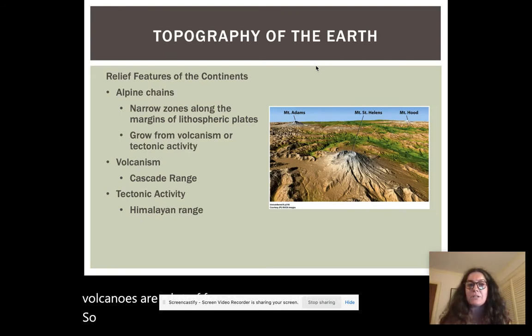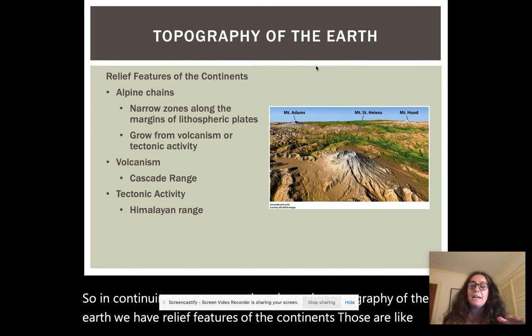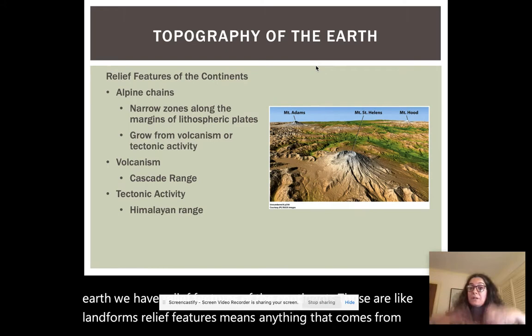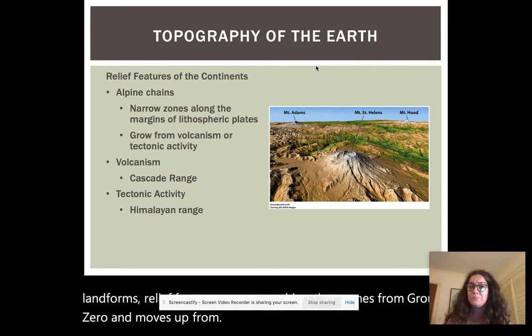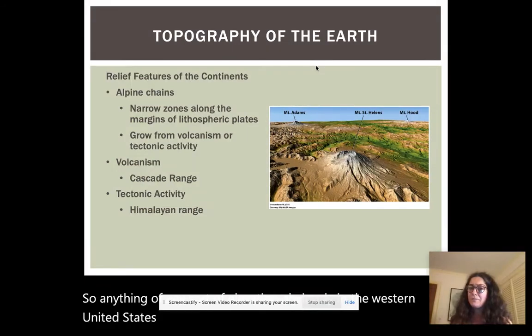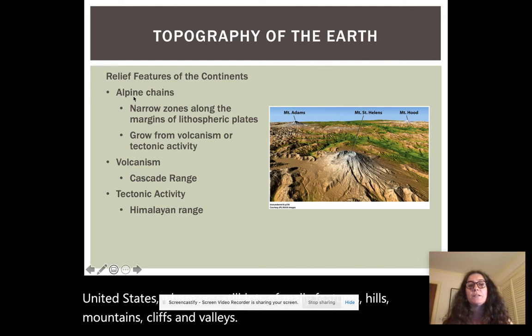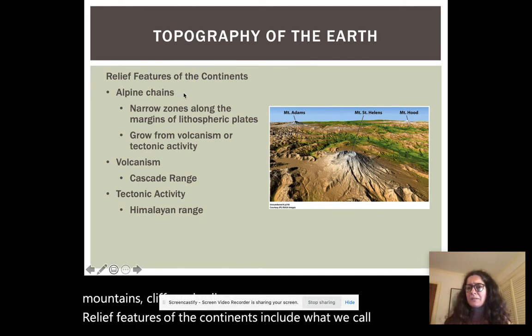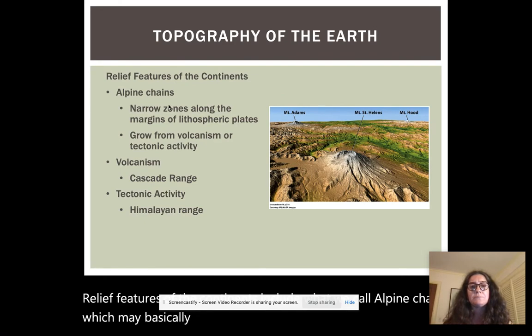So, in continuing our conversation about the topography of the Earth, we have relief features of the continents. Those are like landforms. Relief features means anything that comes from ground zero and moves up from zero, so anything of any sort of elevation. Obviously, in the Western United States, we're used to lots of relief features like hills, mountains, cliffs, and valleys. Relief features of the continents include what we call alpine chains, which basically means mountain chains, and volcanoes. An example of that is the Cascade Range.